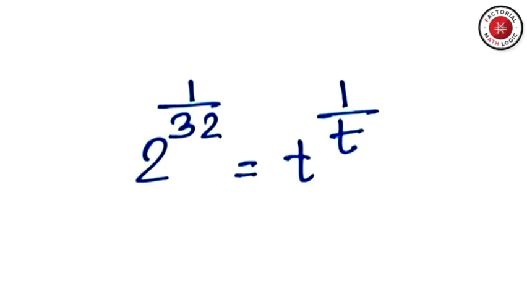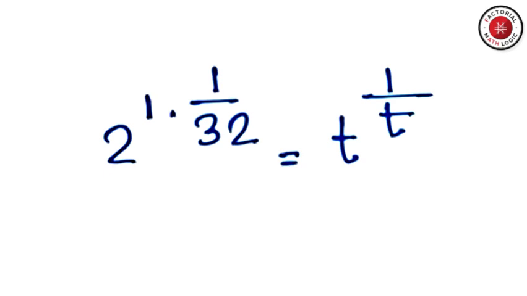To find the value of t, let's think about it. The right-hand side, t to the power of 1 over t, has a pattern that increases, peaks, and then decreases. So we need a value of t that makes both sides equal. Let's test t equals 256.